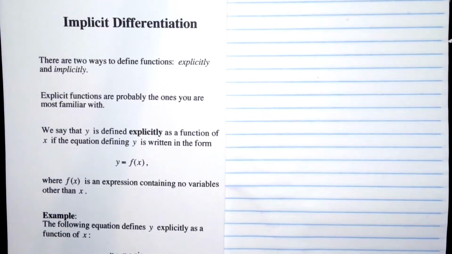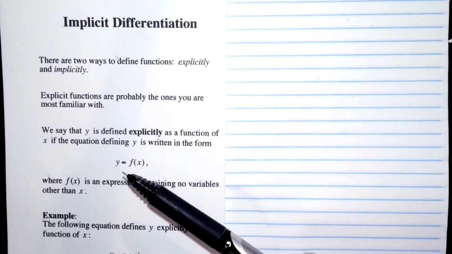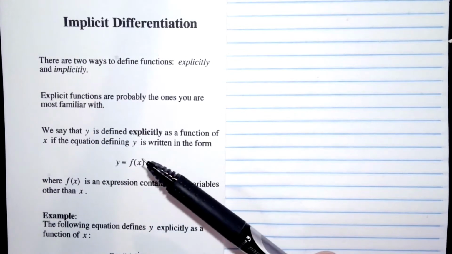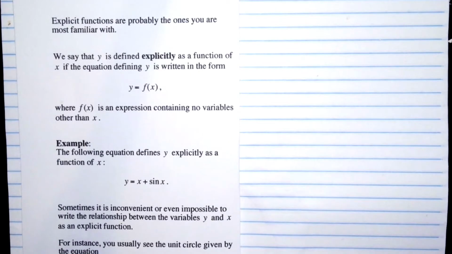In this video, we're going to talk about implicit differentiation. There are two ways to express y's dependency on x. One is as an explicit function. You can write y as an explicit function of x. In other words, you've got something of the form y equals some function f of x. For instance, something like y equals x plus sine x.